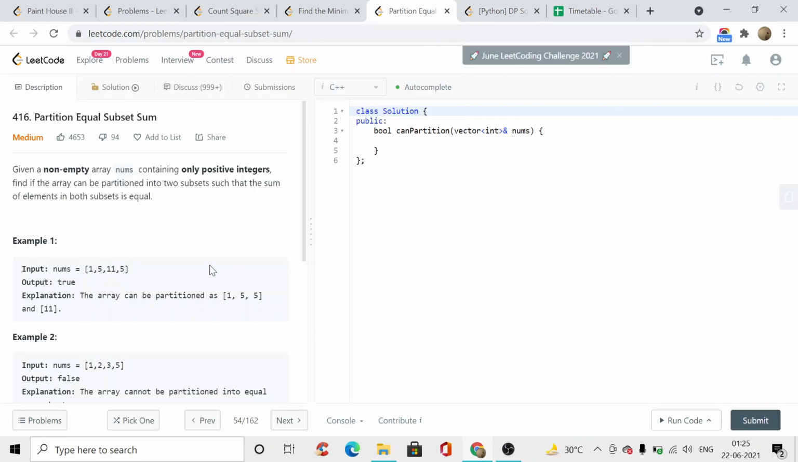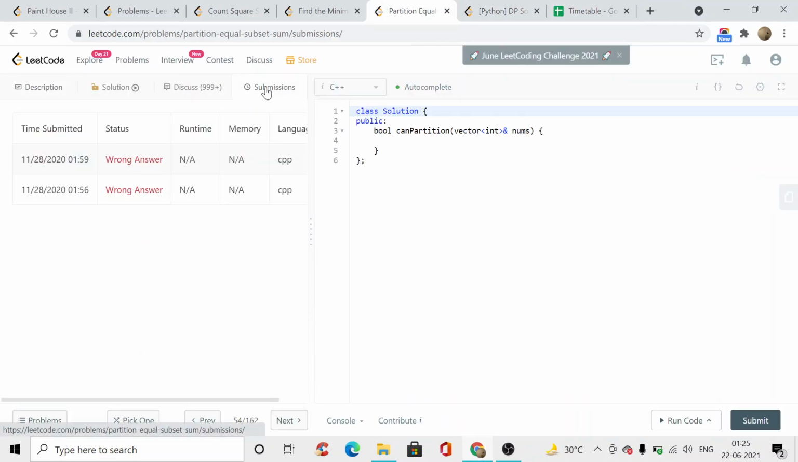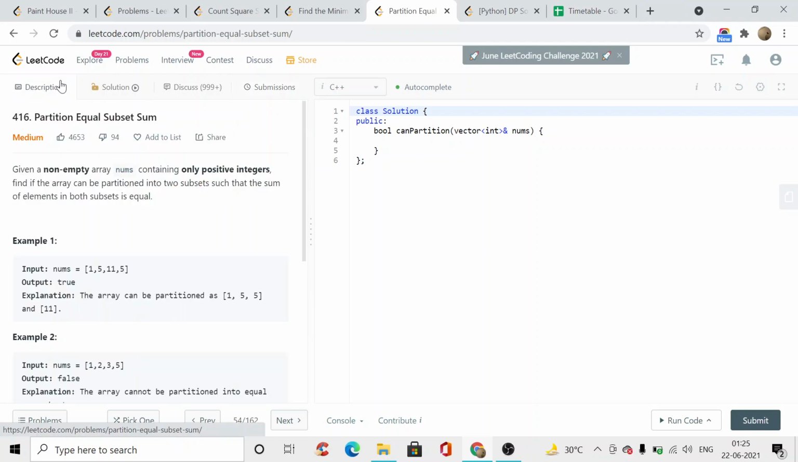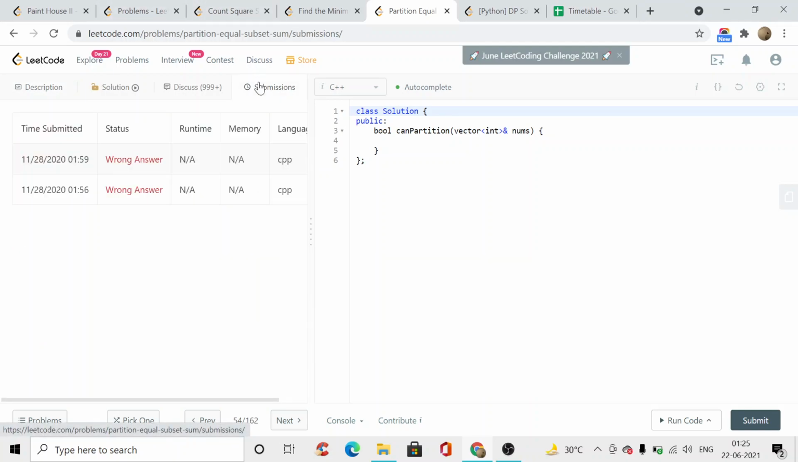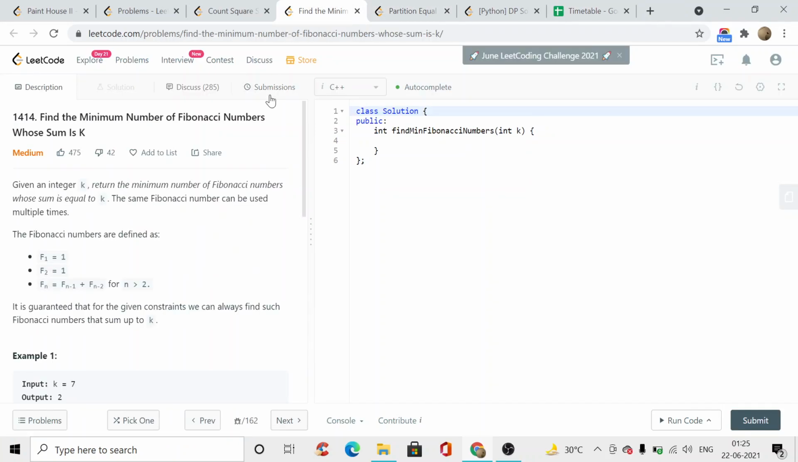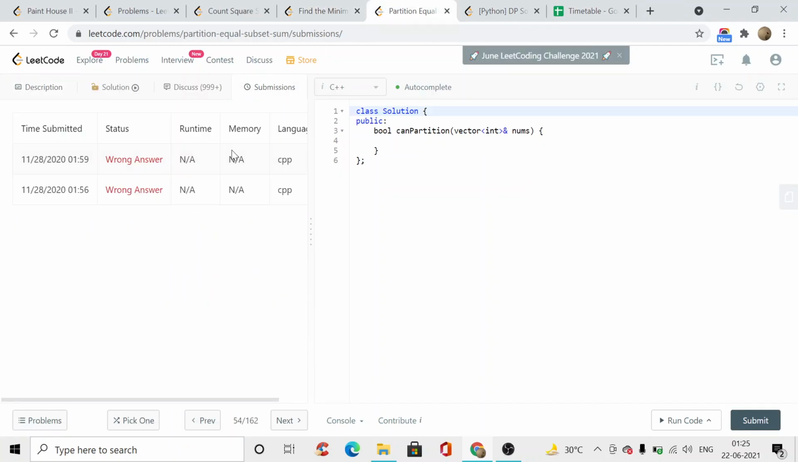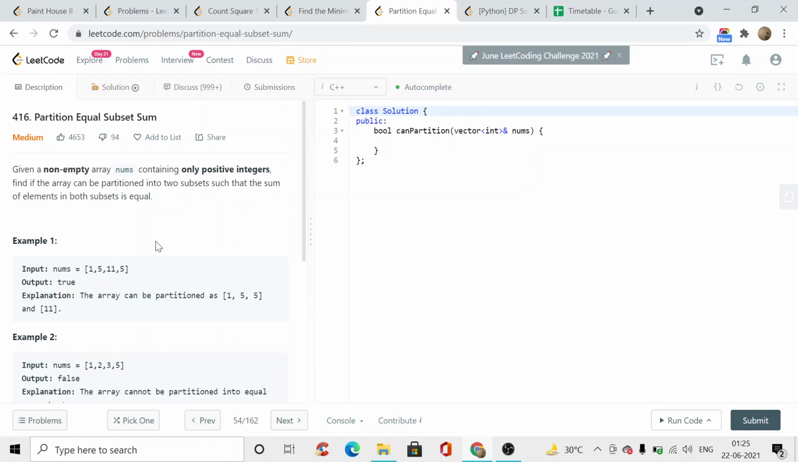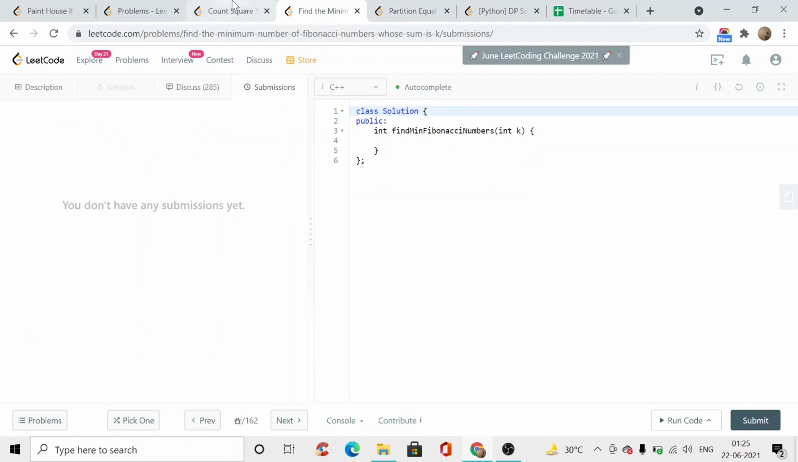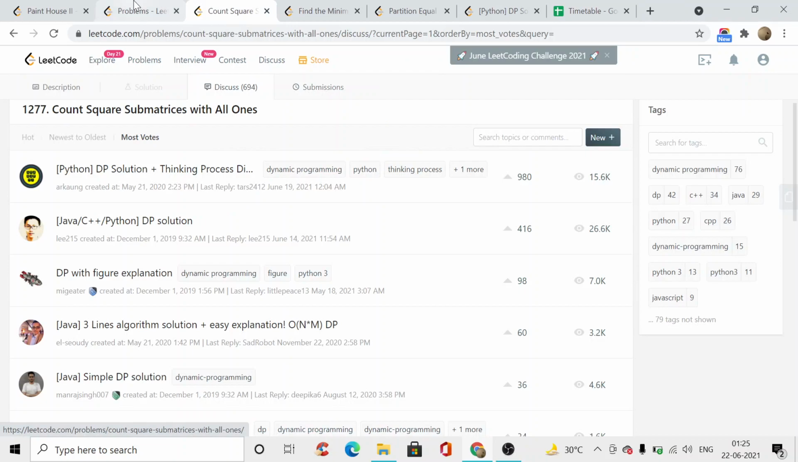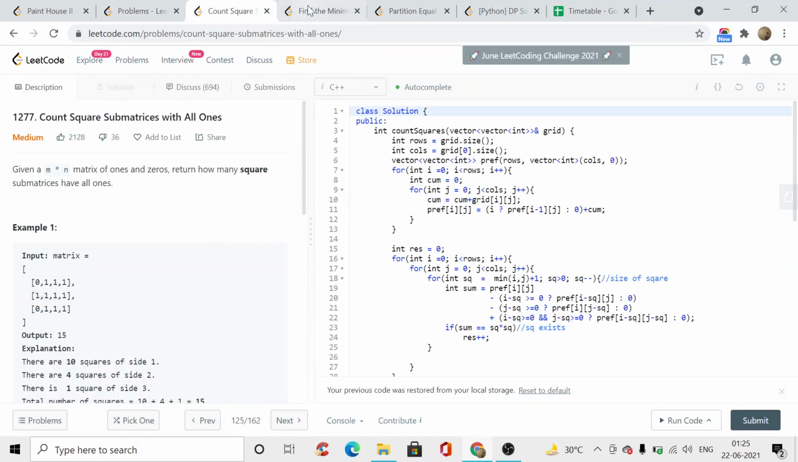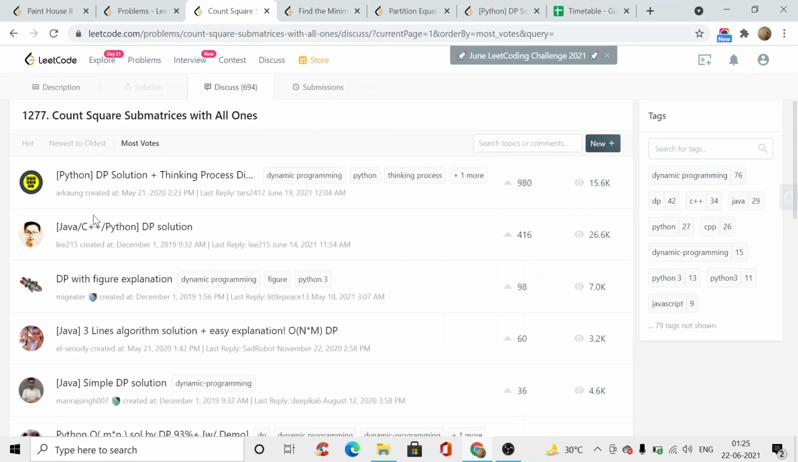In this question, which one? Oh, I tried this problem. Hmm. In this problem, we have this guy also.